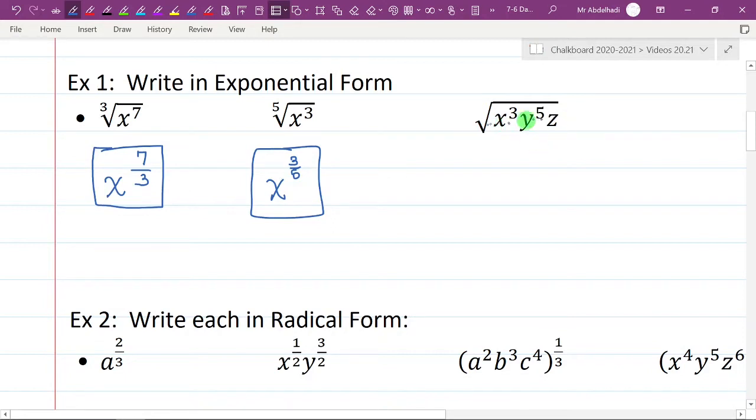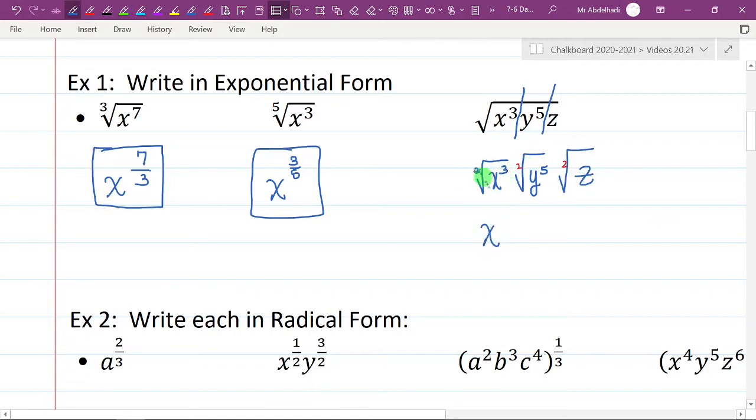Okay, here we have multiple factors to chop up. So chop it up first. And you have the square root of x to the 3rd, the square root of y to the 5th, and the square root of z. Now, each one of these has that invisible 2 here, right? And once again, power over root.